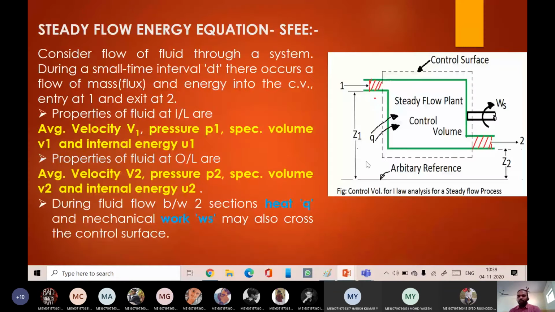Now today we'll discuss the steady flow energy equation. Very important. A compulsory essay will come on this topic. You will get a problem. Very easy. So we already discussed the types of energies available.